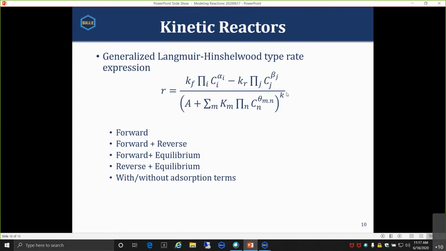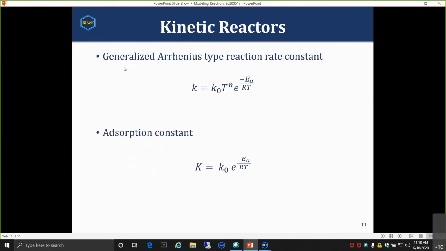So this K value can be 0 effectively if you don't have any absorption terms. So it's a very generalized expression. Depending on what type of reaction you have or what information you have in your reaction rate will determine what data you have to put in. The forward and reverse reaction rates are given an Arrhenius type of reaction rate. So you have a pre-exponential.